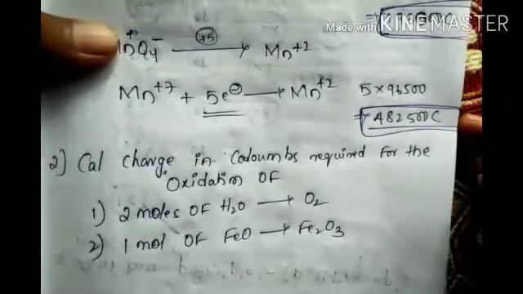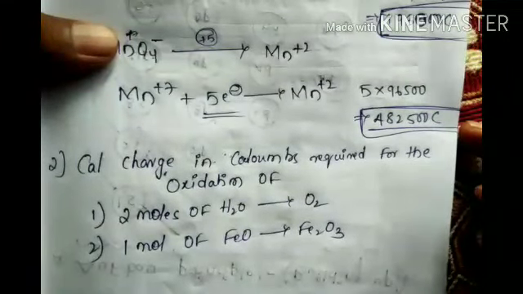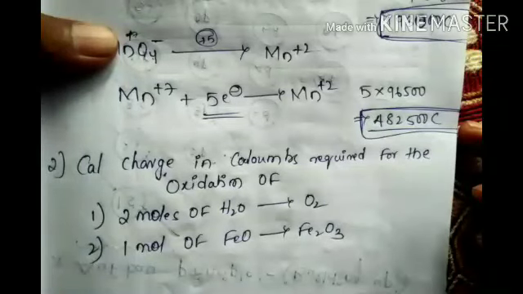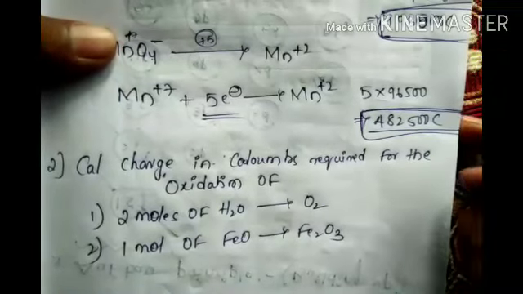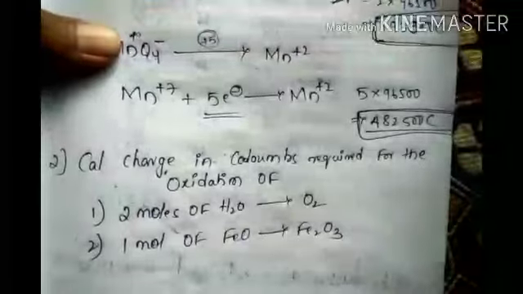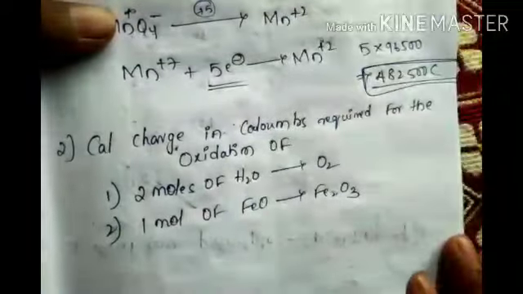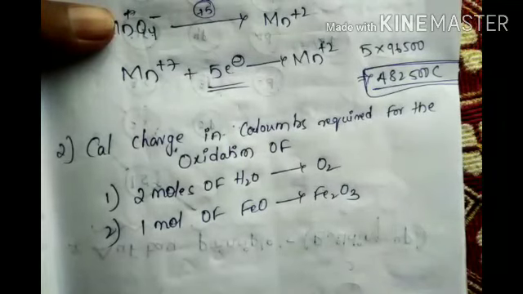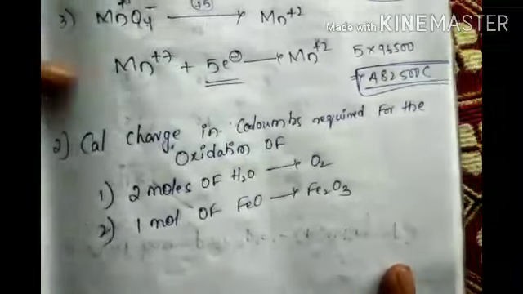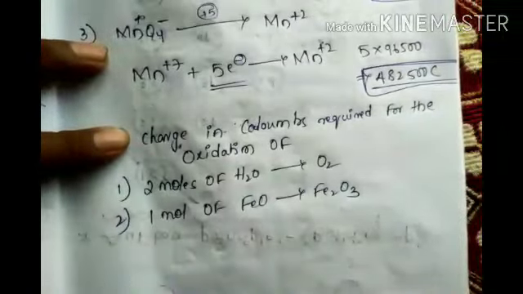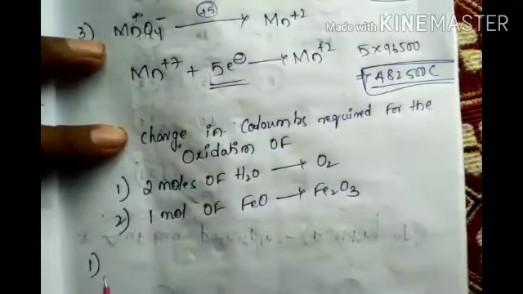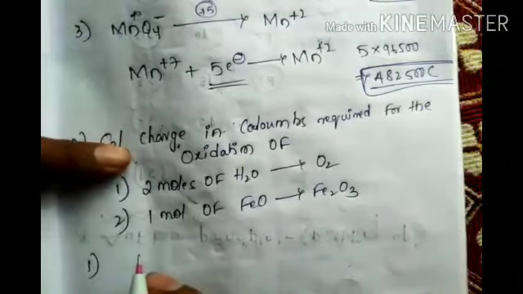Calculate the charge in coulombs required for the oxidation of 2 moles of H2O to O2, and 1 mole of FeO to Fe2O3. Now take the first one: 2 moles of H2O to O2.